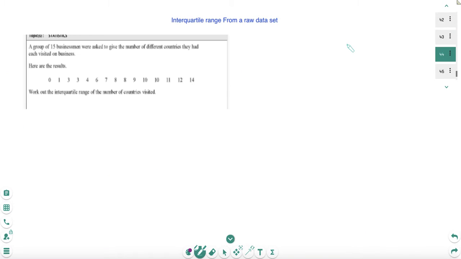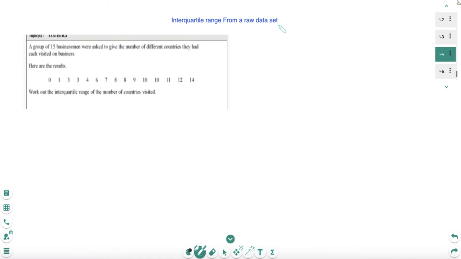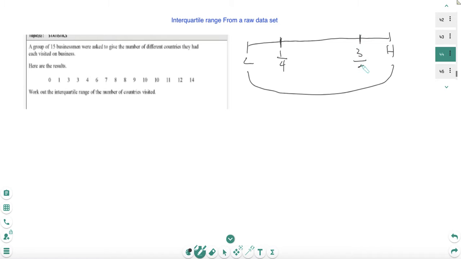The next stat we've got to do is the interquartile range, okay? The interquartile range is kind of similar to the range. The range is where we're finding the difference between the highest value and the lowest value. The interquartile range is where we're finding the difference between the first quarter value and the third quarter value, and then finding the difference between these two numbers, okay?